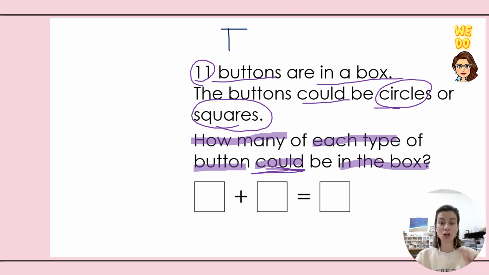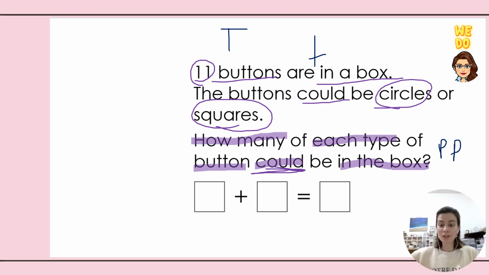How many of each type of button could be in the box tells me I'm looking for 2 parts, and I could have different answers for this, right? As long as both numbers added together equal 11. So both numbers need to be less than 11, but added together, they need to equal 11. That's the only catch. So that makes it so much fun, right? I am going to now decide that I'm going to add for this. I could subtract, but I prefer adding and adding on. So I'm going to add for this.